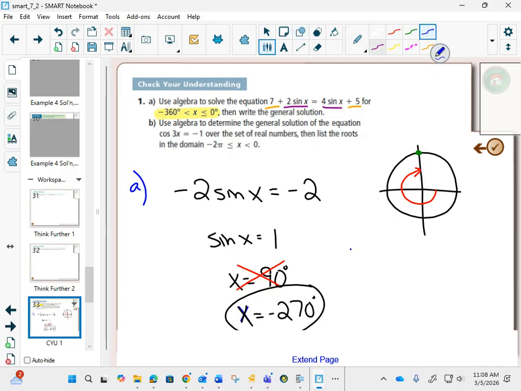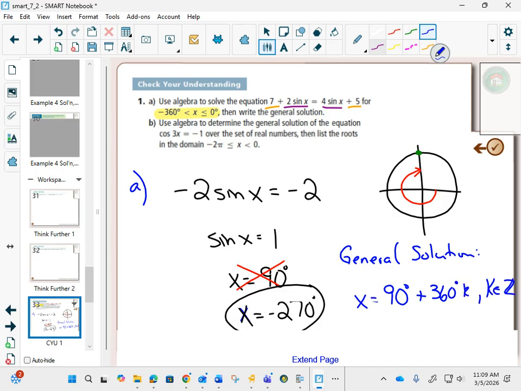It says then write the general solution. I'll do that in blue. How do we write a general solution? Well, we take our answer and add 2k pi, but this is in degrees. So instead of 2k pi, does it make sense that we're going to do 360 degrees times k? That would write all of our coterminal angles. And k has to be an integer.